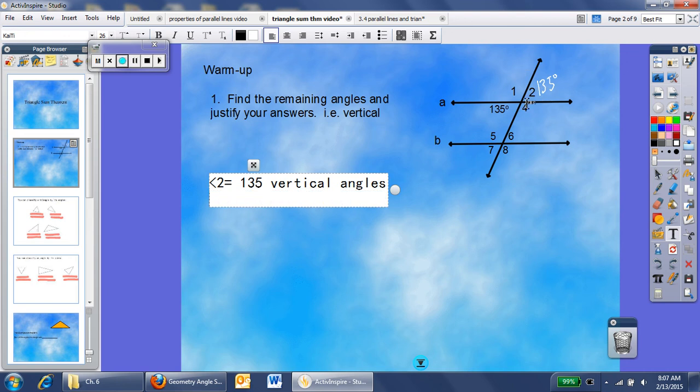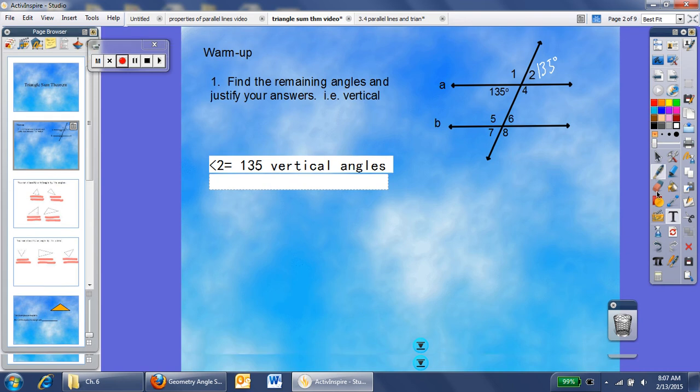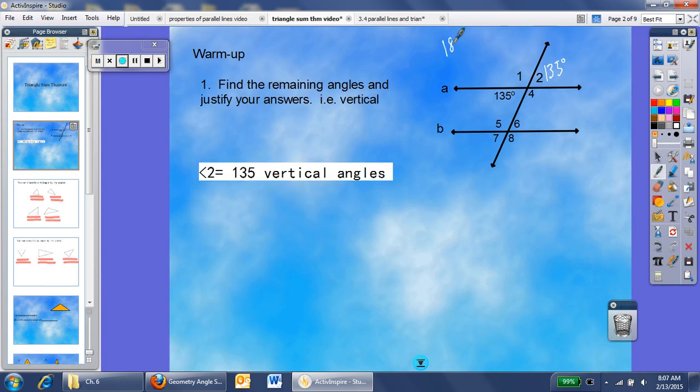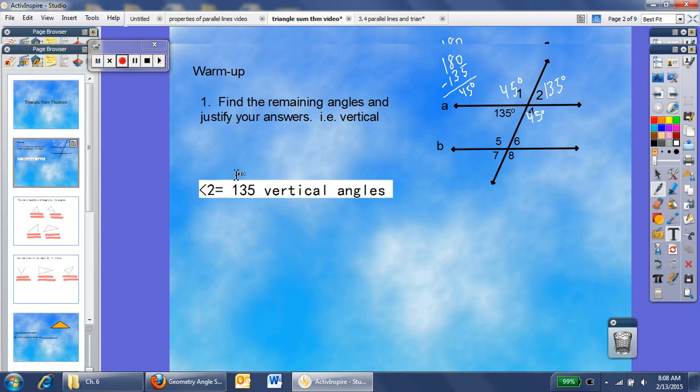Let's keep looking here. So angle 1 then would be supplementary with angle 2. And we know that supplementary angles are equal to 180 degrees. So as we do that, angle 1 needs to be 180 minus 135. That would be 45 degrees. So angle 1 has to be 45 degrees, which makes angle 4 also 45 degrees. We can list these out here.